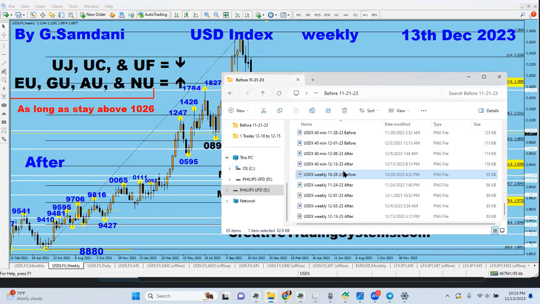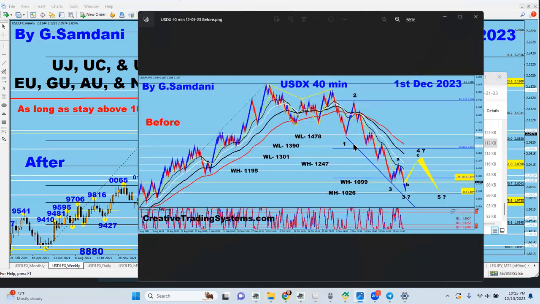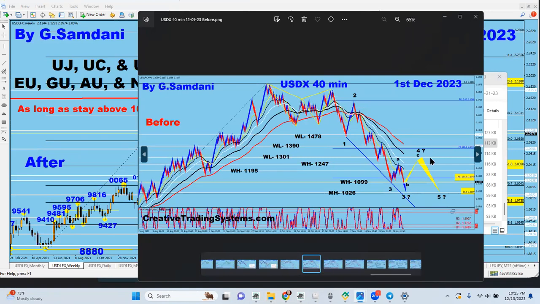Let me show you another USD chart, which I made, let's say December 1st, maybe. This is the one. See that? So I made this chart that, okay, we finish here, then this could be A, B, and then C, and then drop to 61%, finishing wave 5 at 10.26. This is how we were supposed to go up first for wave 4 and then come down for wave 5.